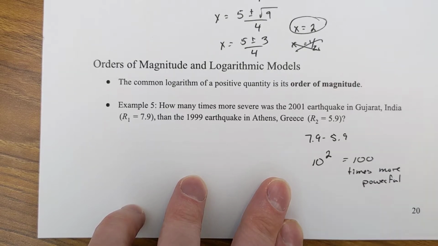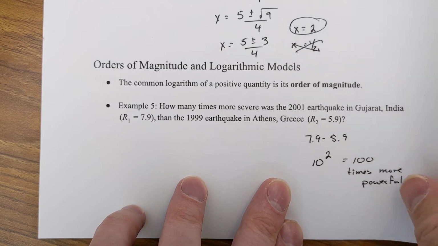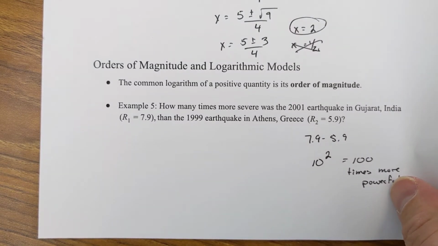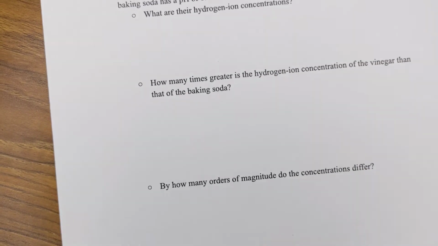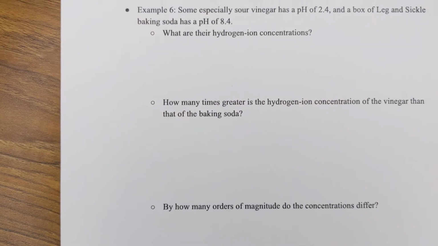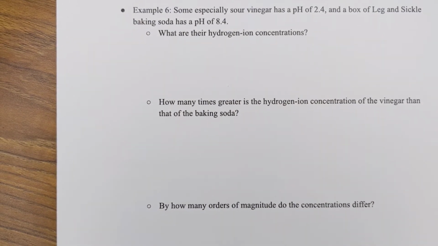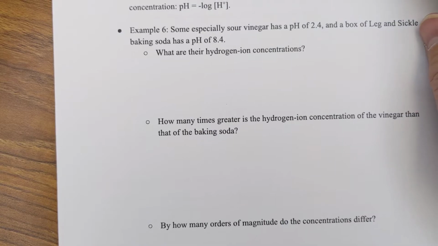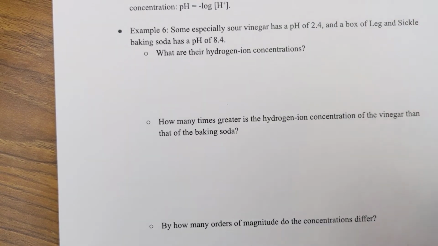Each increase on the Richter scale makes the earthquake 10 times stronger. So going from 6 to 7, the 7 earthquake is 10 times stronger than the 6. Going from 6 to 8, the 8 is 100 times. 6 to 9, the 9 is 1,000 times stronger. So it's not just 1 or 2 or 3 more.